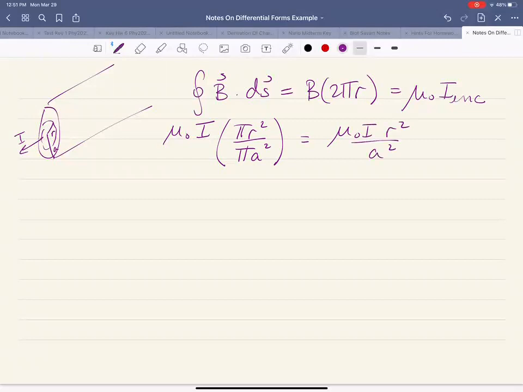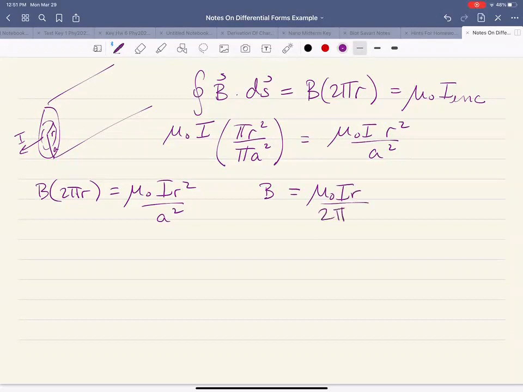So now if we set our two sides equal, we have B times 2 pi r equals mu naught I r squared over a squared, and then we can solve. One of the r's cancels out and the 2 pi moves over to the bottom, and so I end up with mu naught I r over 2 pi a squared. And just like before, you would have a magnetic field that is in the theta hat direction. So those are our results for Ampere's law, okay?